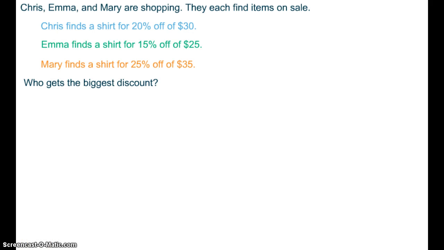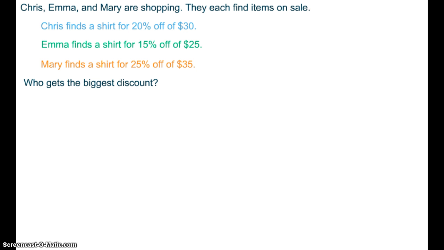percent of a number. Write this problem down. Chris, Emma, and Mary are shopping. They each find items on sale. Chris finds a shirt for 20% off of $30. Emma finds a shirt for 15% off of $25. And Mary finds a shirt for 25% off of $35. Who gets the biggest discount?